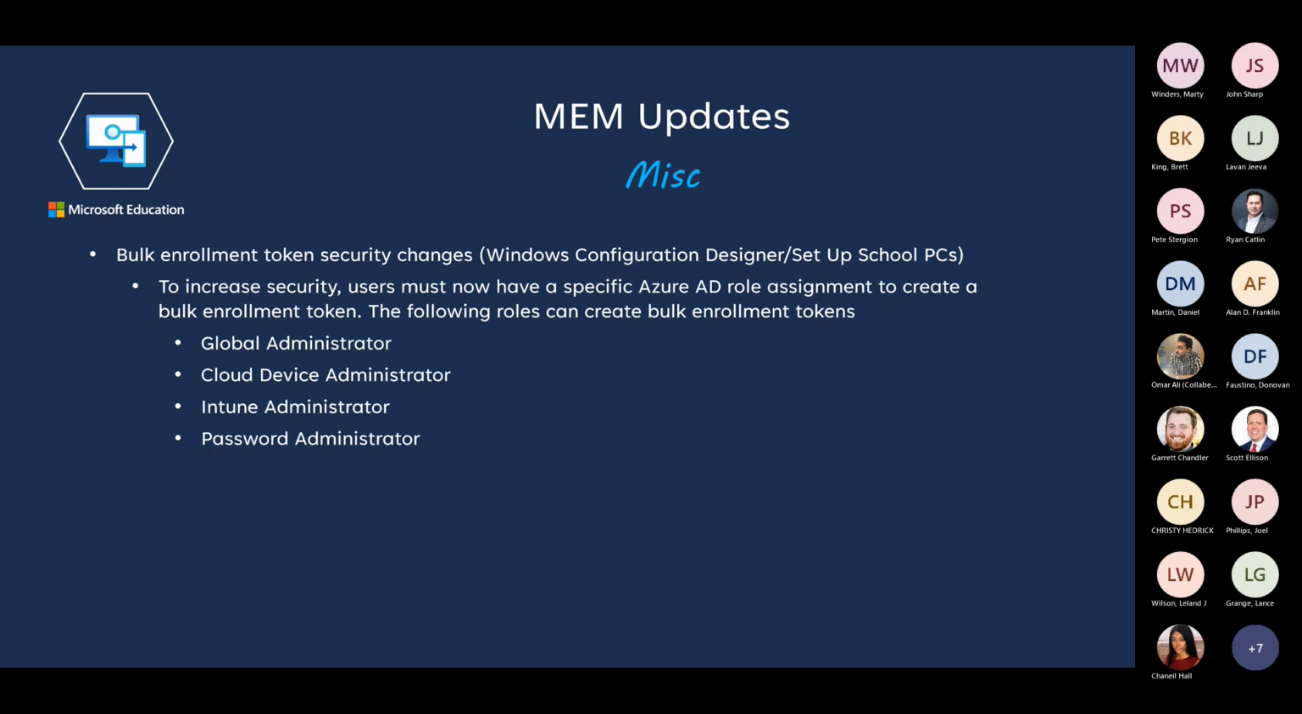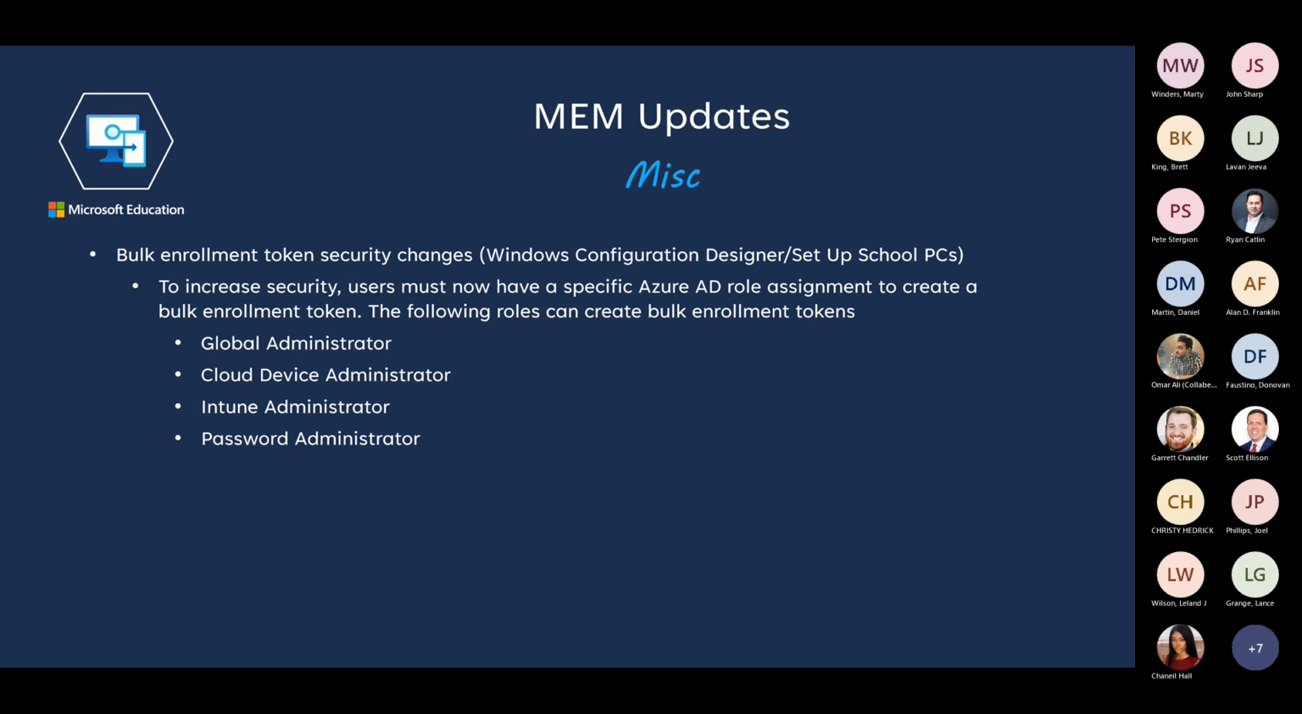So to increase the security around these, users now must have a specific Azure AD role assignment. And the 4 role assignments that we have listed here are the ones that you need. And so the vast majority of you probably already have, at the very least, Intune Administrator. Some of you probably also have Global Admin. But as long as you have one of these 4 roles, you have the ability to generate a bulk enrollment token. So if you are noticing that people are having issues with this, it could be because they do not have the appropriate role in order to generate the token.